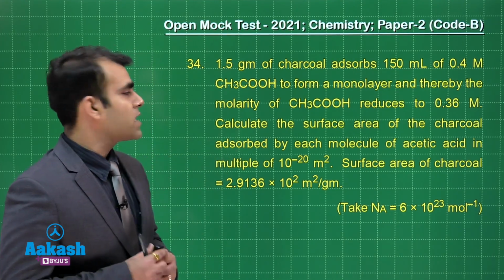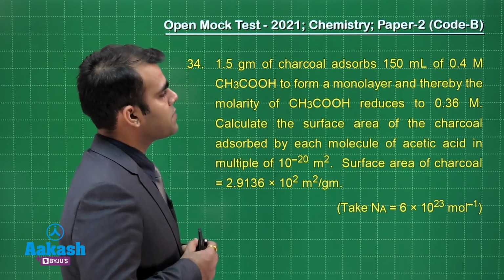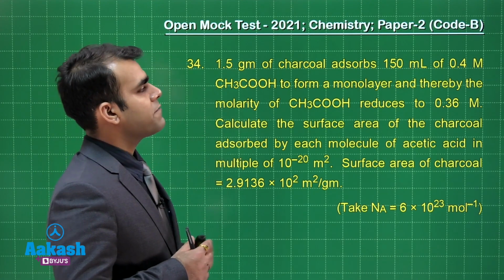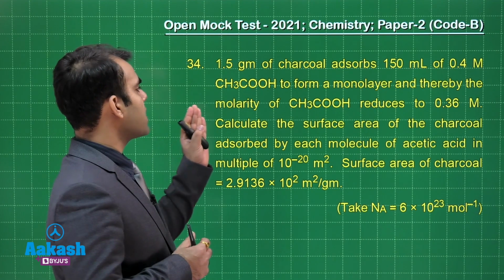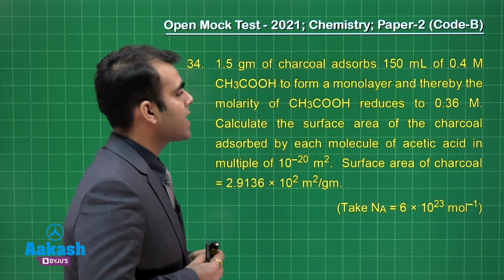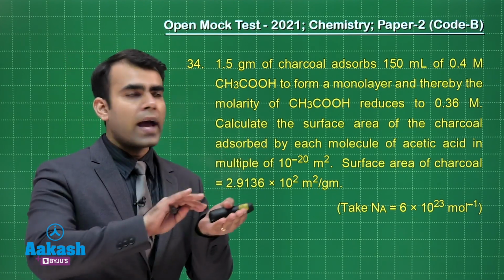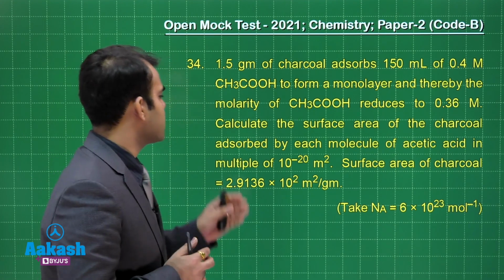Now here we have question number 34. In question number 34, we have been given 1.5 gram of charcoal adsorb 150 ml of 0.4 molar acetic acid to form a monolayer, and thereby molarity of acetic acid reduces to this. It means some amount of acetic acid has been adsorbed on the charcoal surface.